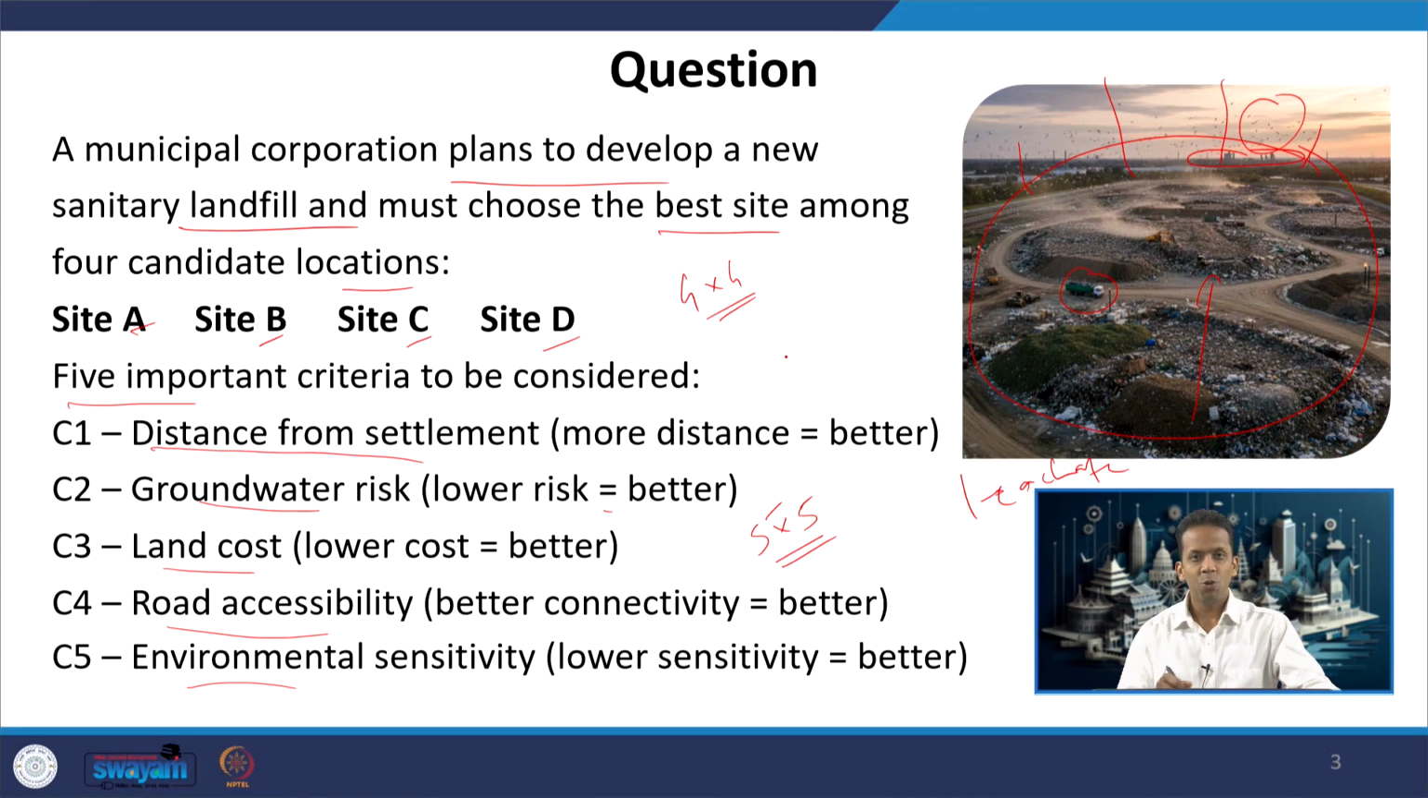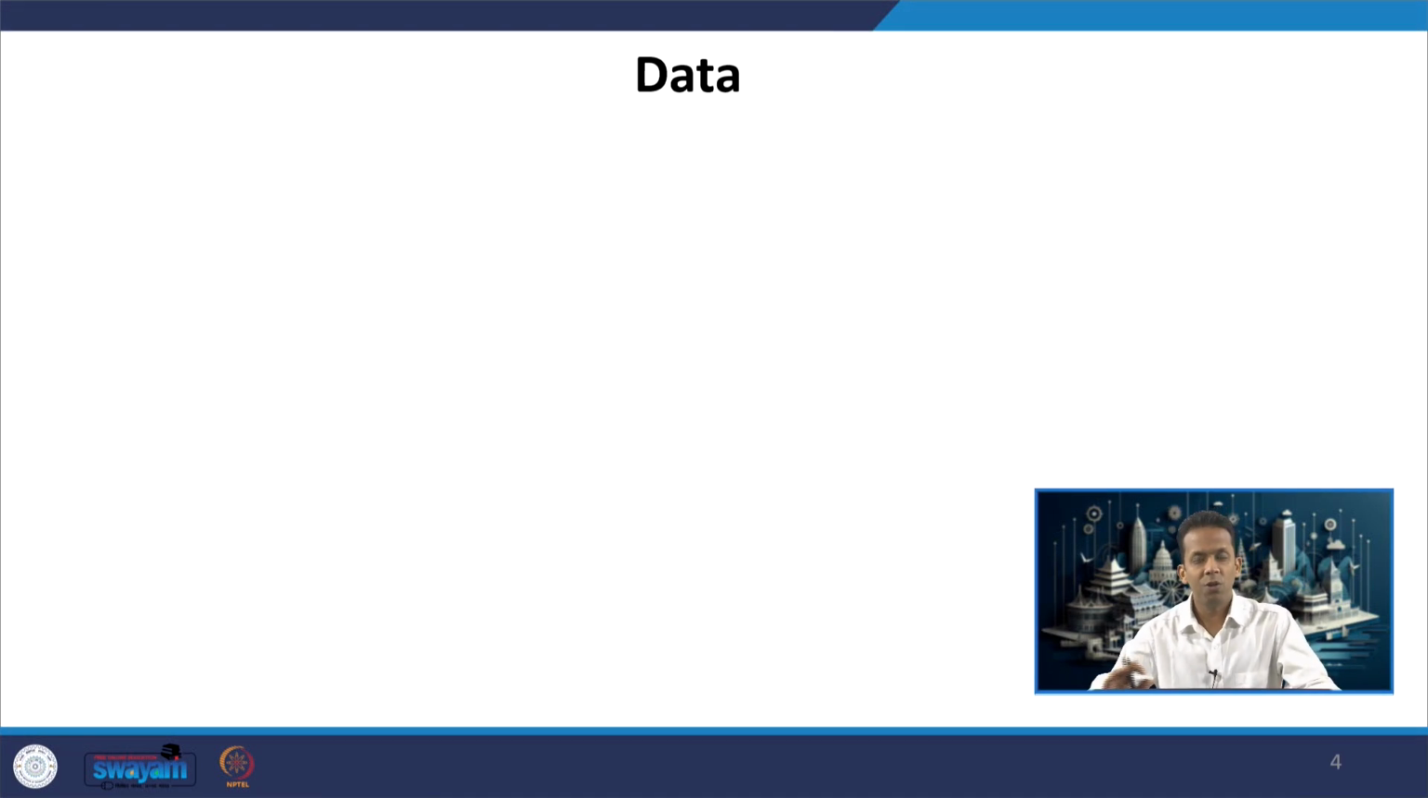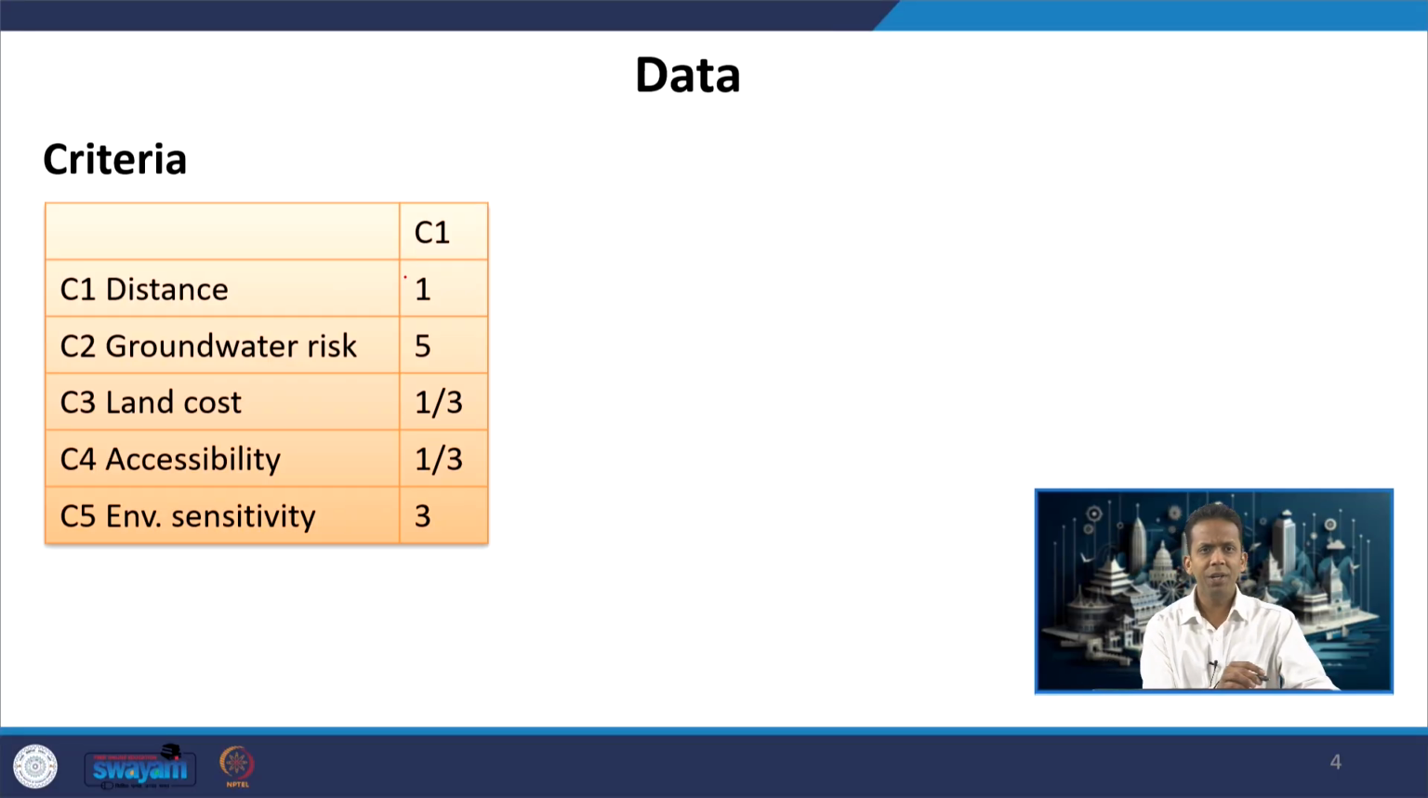So, when we check consistency for these types of matrices, the random index for 5 by 5 would be different. I think here it is around 1.12, and the consistency index comes out to be 0.89. So, we will see this in the numerical. The data that is given to us for these 4 sites and 5 criteria are not the actual values, but the priorities or importances based on the judgment of the experts or stakeholders or the data collected from different sources.